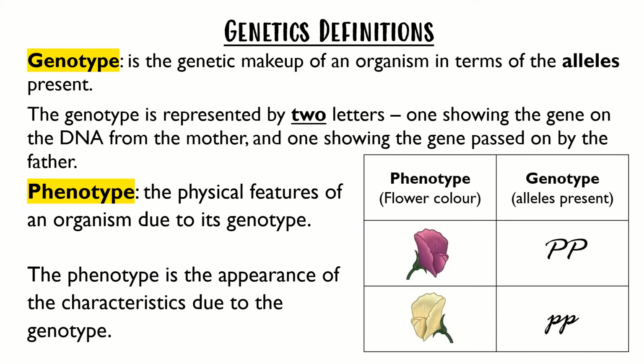So here we have a little table showing you the phenotype is the flower color. That's the expression of the gene. And the genotype is the alleles present. And we'll explain the difference between the capital P's for the purple flower color and the small p's for the white flower color in a moment.